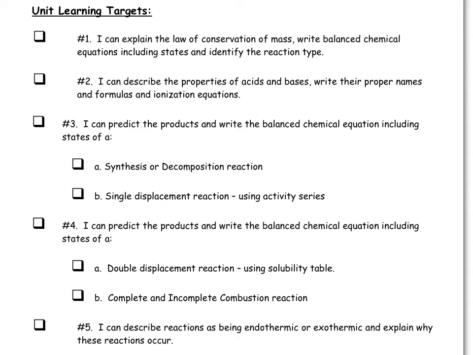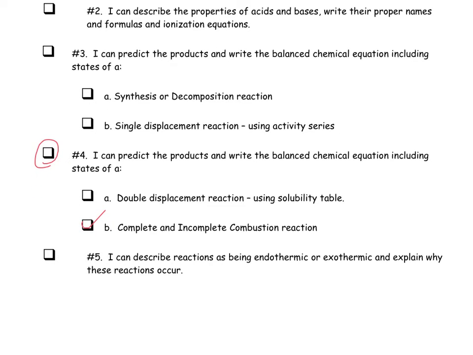In this lesson, we'll discover how to predict the products and write balanced chemical equations, including the states, for complete and incomplete combustions. Also, we'll discuss learning target number 5. By the end of this lesson, you should be able to describe reactions as being endothermic and exothermic and explain what happens during these reactions at the molecular level.